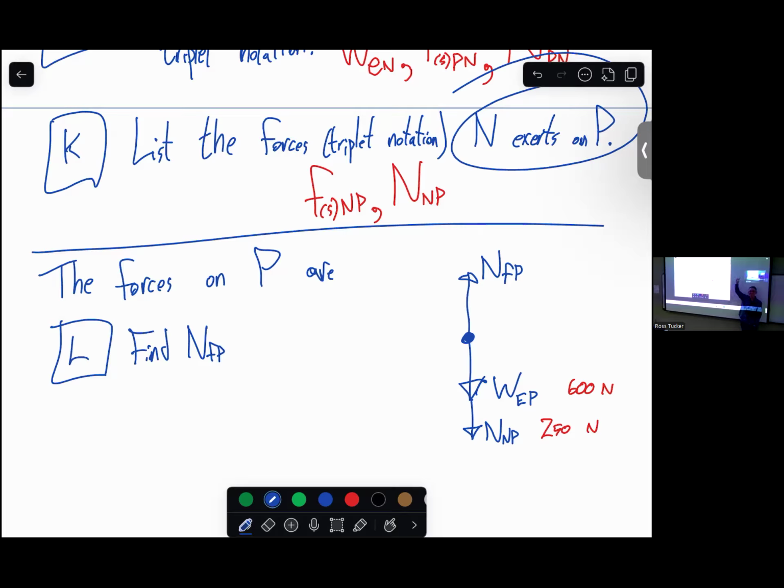Am I accelerating vertically? No. What's the total force on me? Google form, question M. What's the total force acting in the vertical direction on the professor? You know that I am not accelerating up and down. What must the total force be? Google M. This is M.